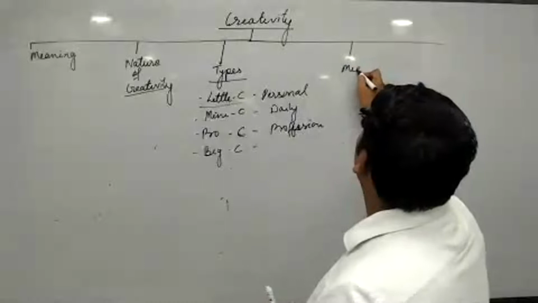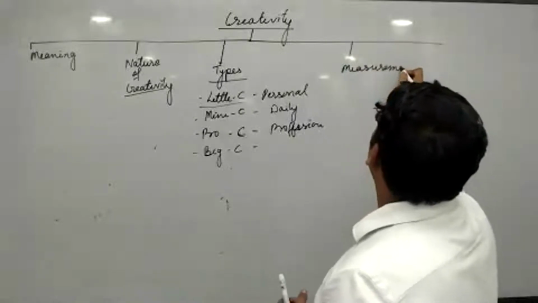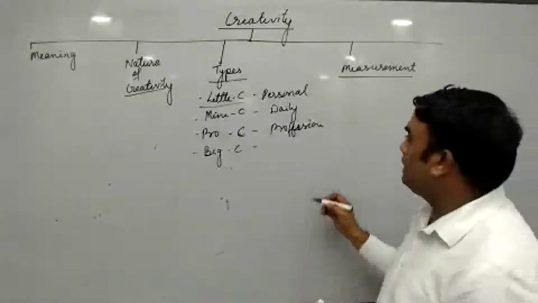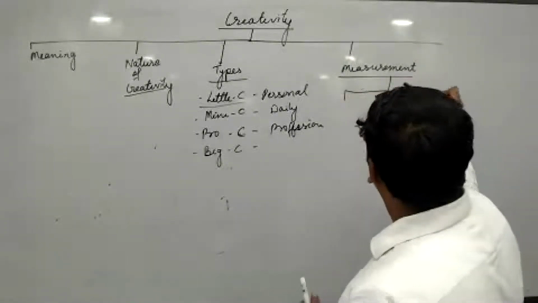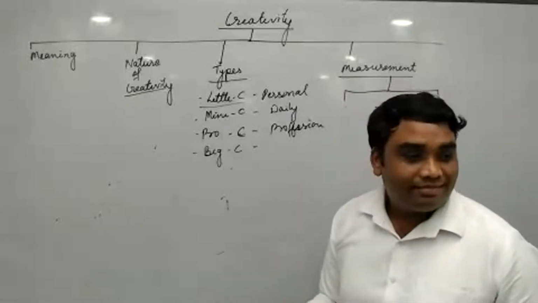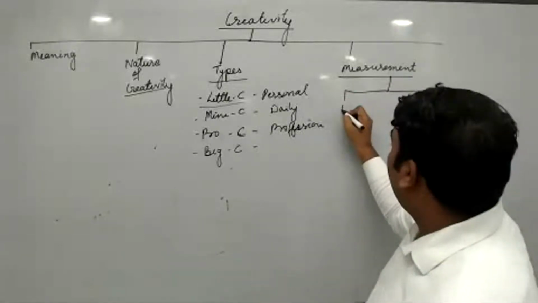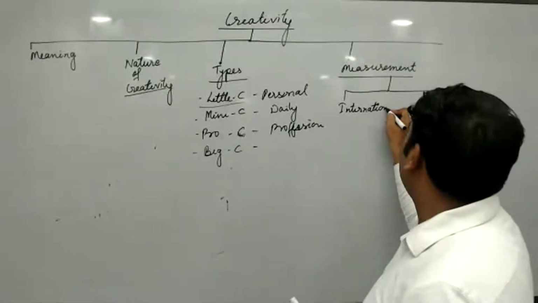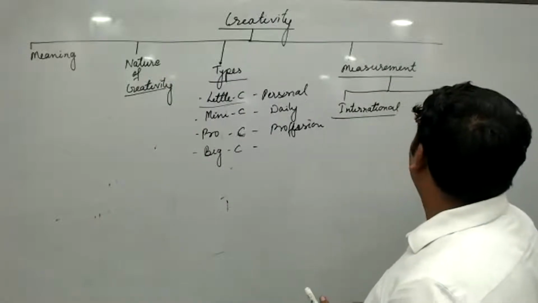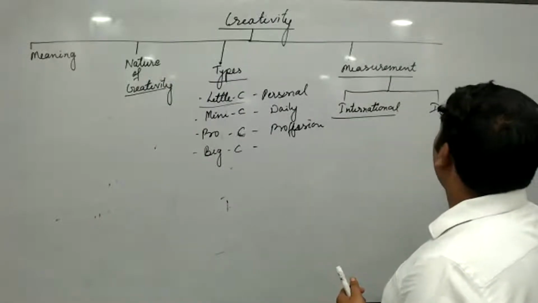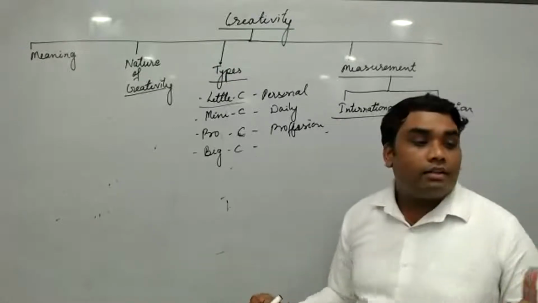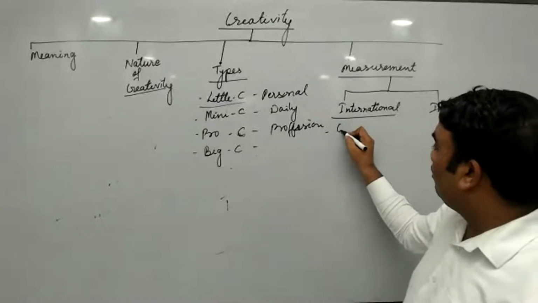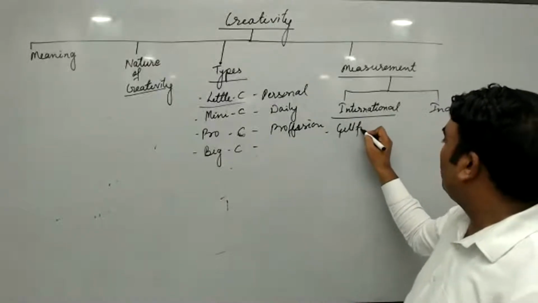Then measurement of creativity. There are basically 2 types of measurements in creativity. First is the international creativity test, and other is the Indian creativity test. International is like, you can take the example of the Guilford test.